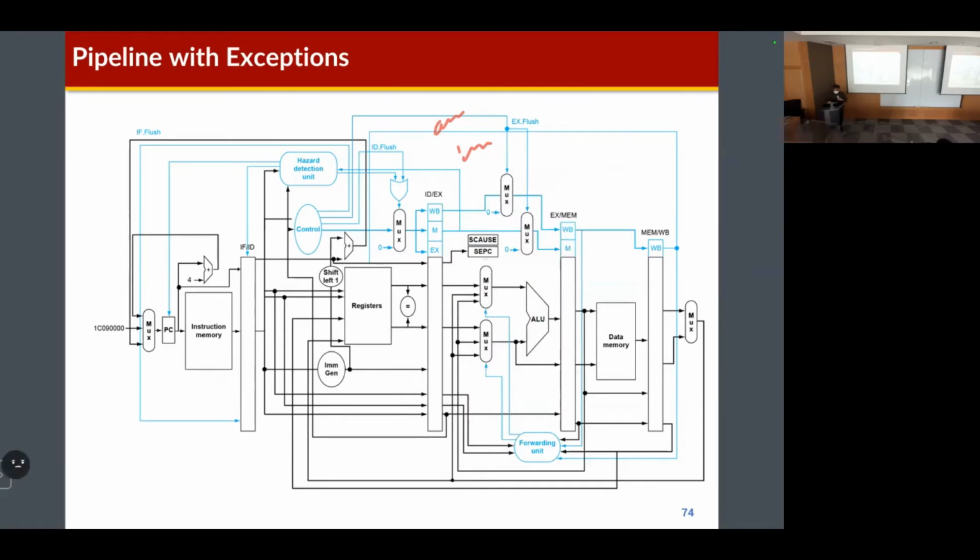Also, there are SEPC and SCAUSE registers in the pipeline architecture, and these registers are read by the operating system. The operating system decides how to handle the exceptions.